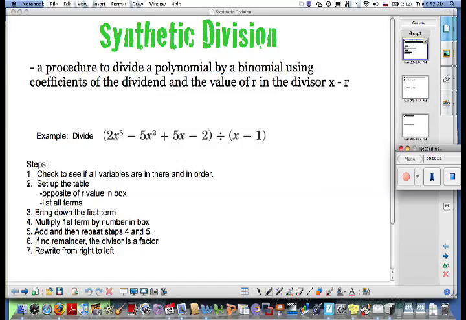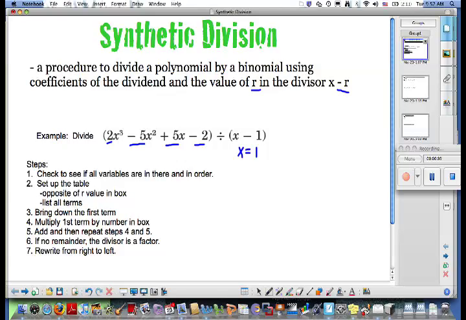Synthetic division is a process used to make it easier so you don't have to use long division. We are dividing polynomials by binomials using the coefficients of the dividend, those coefficients 2, -5, 5, and -2, and the value of r in the divisor x minus r. Now notice this is x minus r, we're using the value of r, so we're going to use the value x equals 1.